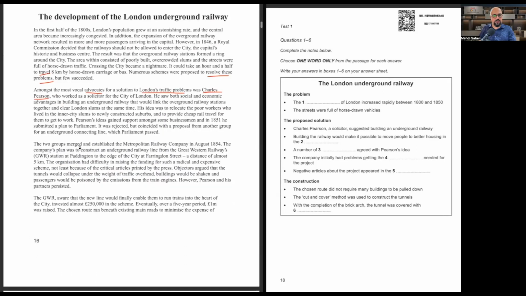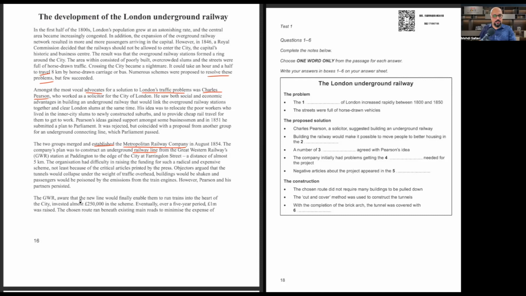Two groups merged. Okay, we don't know who. Perhaps these two groups are from the previous paragraph, but we haven't read that paragraph yet, so we don't care. Established a Metropolitan Railway Company in... Okay, it's about the establishment of this company. And yeah, they were gonna construct a railway line. Okay, that's enough. The GWR, it seems like, yes, Great Western Railways.